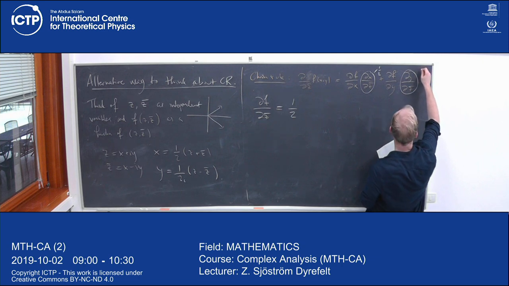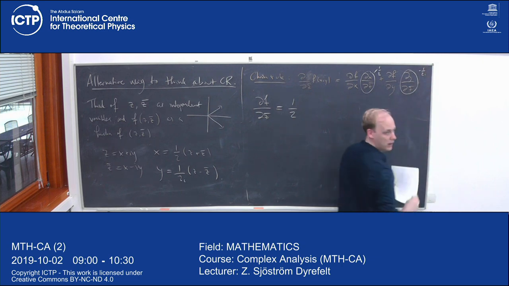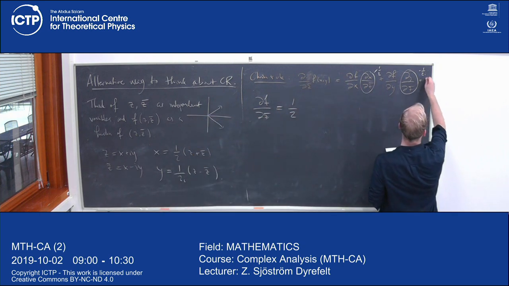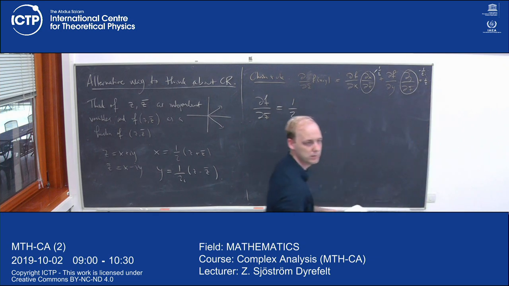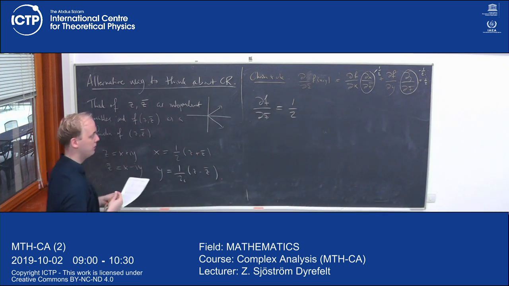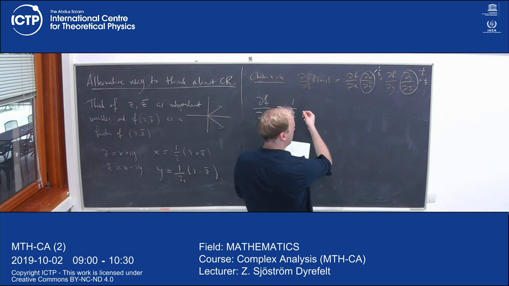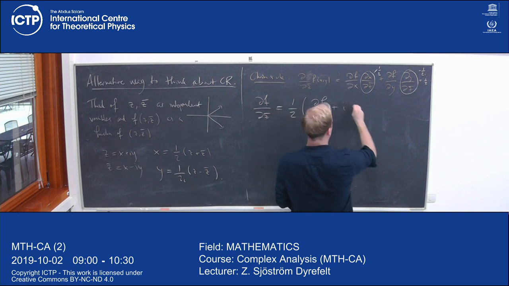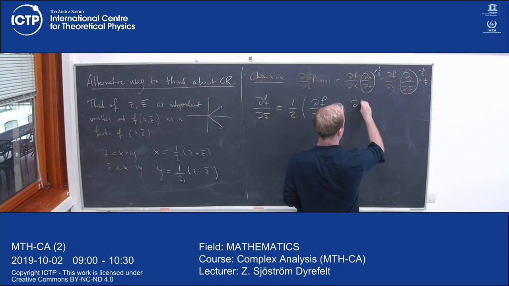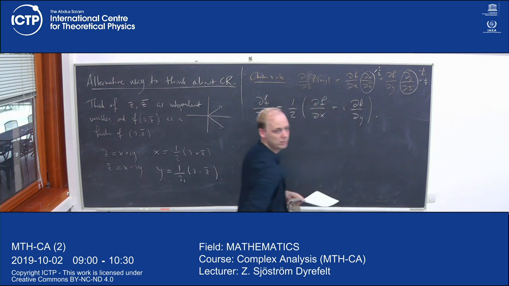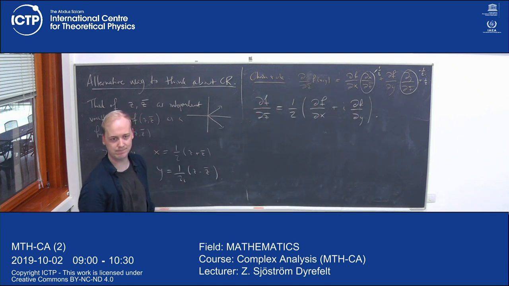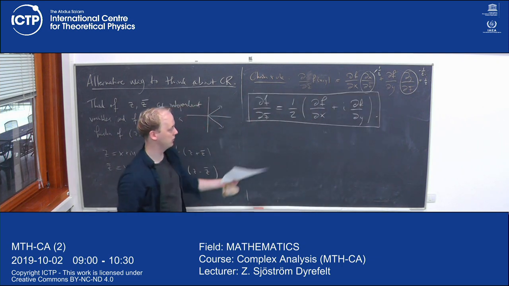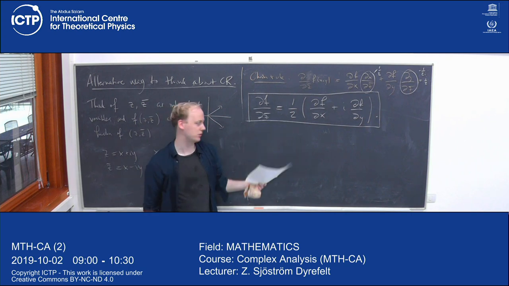So it should be minus 1 over 2i, okay? And minus 1 over 2i, so it's equal to i over 2, if you want. So therefore, I can write this as 1 half times partial f partial x plus i partial f partial y. Is that correct? Okay, so this is the key.